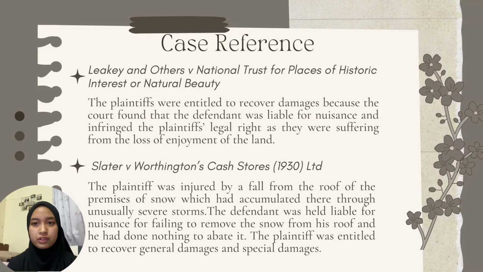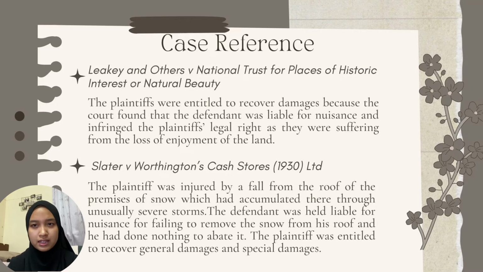There are two cases that we refer to. The first one is Leakey and others v National Trust for Places of Historic Interest or Natural Beauty. What happened in this case is the plaintiffs were entitled to recover damages because the court found that the defendant was liable for nuisance and infringed the plaintiffs' legal right as they were suffering from the loss of enjoyment of the land. The facts of this case are actually quite similar to the scenario assigned to us, which is why I decided that one available remedy for the plaintiff is damages.